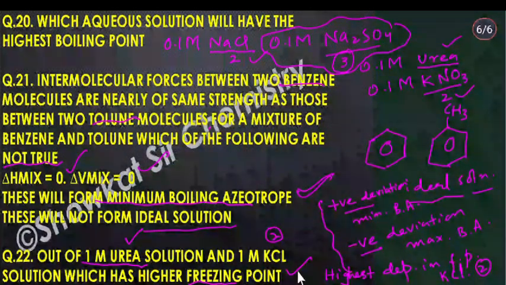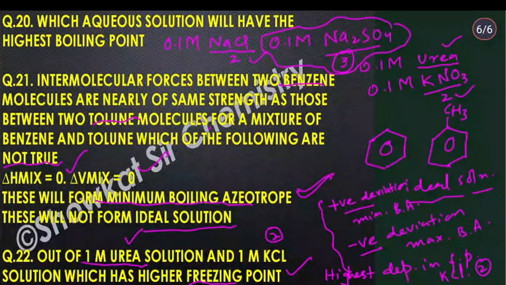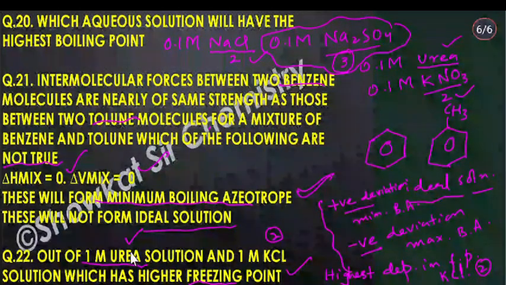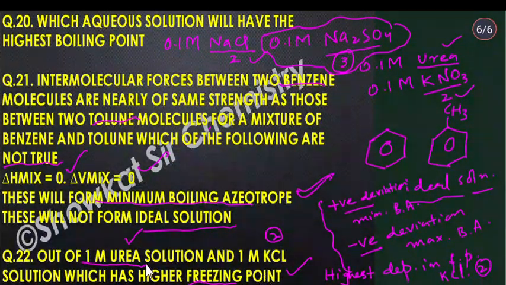You will remember it here, that if the question is asked which will have highest depression in freezing point, then the answer will be KCl, but here the answer will be 1 molar urea, because here it has been asked which has higher freezing point, right? So its answer will be 1 molar urea.